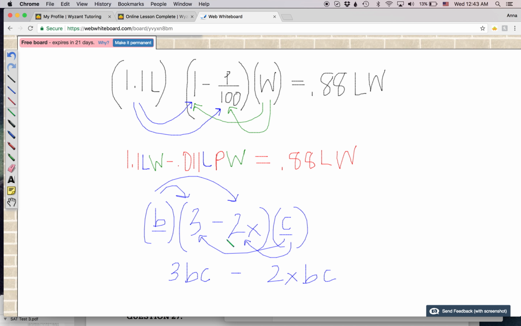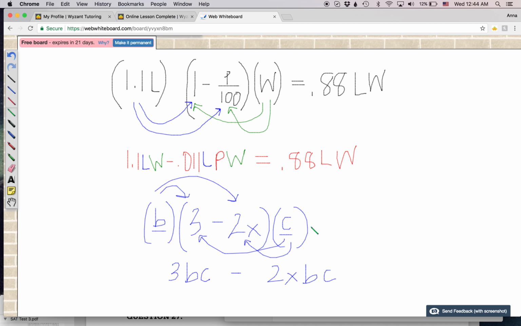So if you look down here, if let's say we had b times 3 minus 2x times c, the b has to get distributed to the 3, so it goes down here. The b has to get distributed to the negative 2x, right there. And then the c has to get distributed to the 3. The c has to get distributed to the negative 2x on the end.